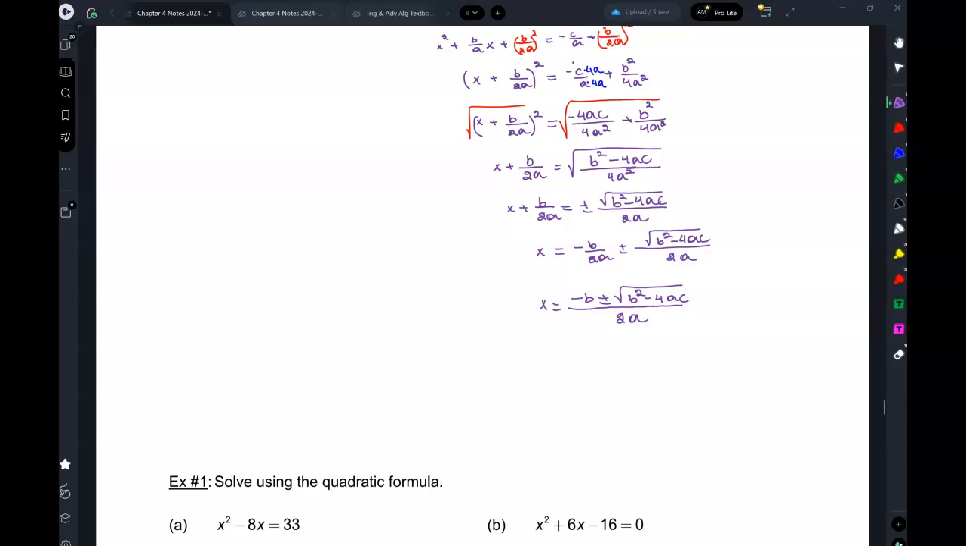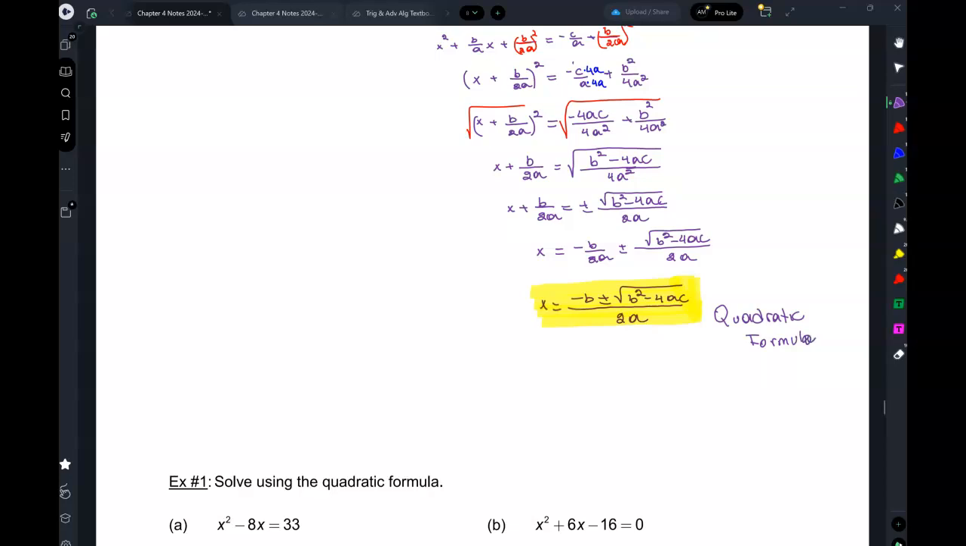It comes from solving the quadratic equation using completing the square. Isn't that cool? By completing the square, that is what you get. You get the quadratic formula. So that is where it comes from. It's not just some random thing that fell into some guy's lap one time. That's where the quadratic formula came from.